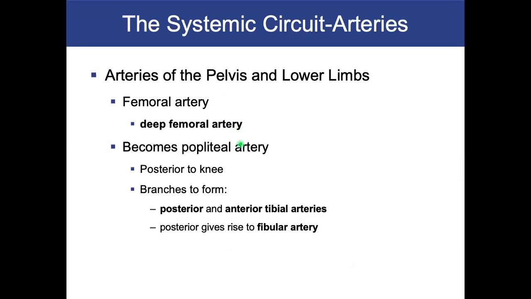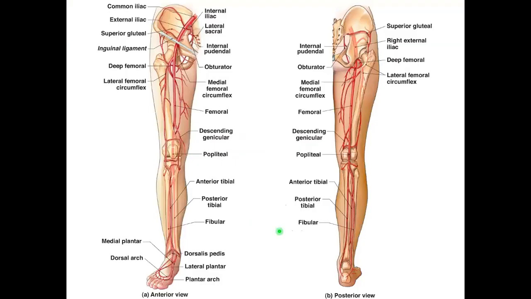Your deep femoral artery becomes the popliteal artery, that is behind the knee, right? You can feel pulse there. Branches to form the posterior and anterior tibial arteries. Posterior gives rise to fibular arteries. There's your pictures, so follow that through. Right, here's a front side, anterior side, here's a posterior side. So there's a popliteal. You can take pulse rate on popliteal. You can also feel for pulse rate in the dorsal pedis.